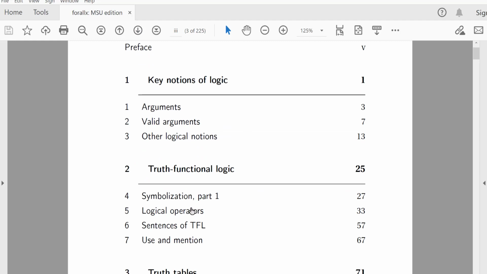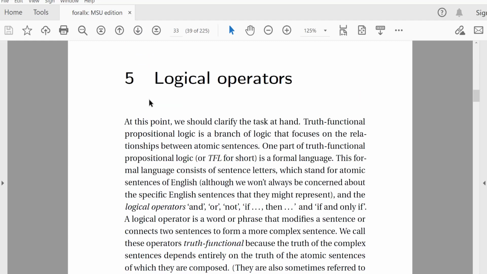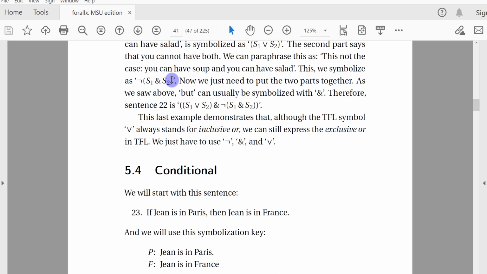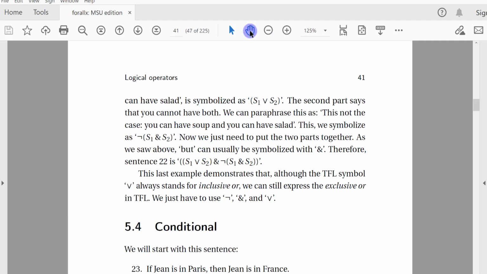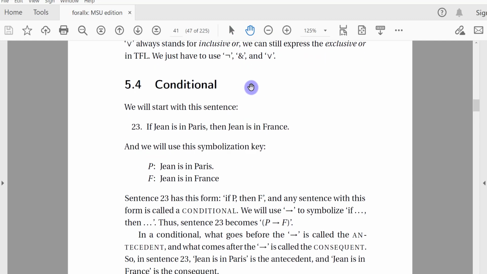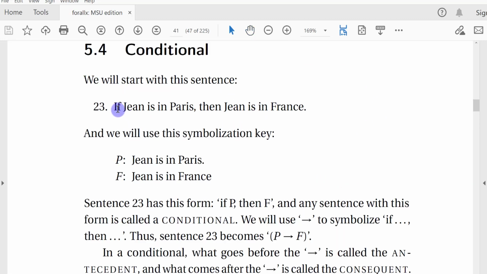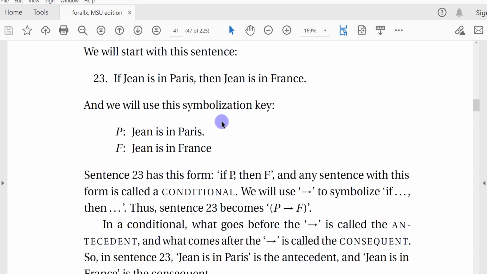And let's see. Chapter 5, logical operators. So here, page 41, although the actual page could change, but somewhere there's going to be a section titled conditional. Okay, so we will start with this sentence. If Jean is in Paris, then Jean is in France. Okay, and so you don't need to worry about it right now, although it will be on the first test.